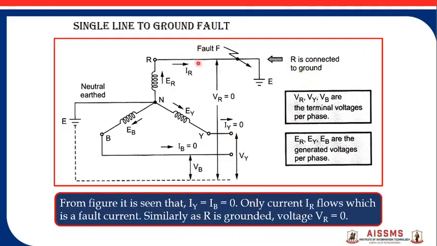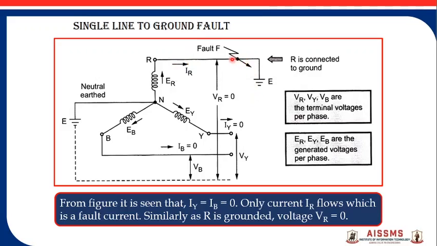If you see the figure, whenever a fault occurs, we are going to consider only the fault current and all other currents are going to become 0. So IY and IB, that is the current flowing through the Y phase and the current flowing through the B phase, are going to become 0. Only the fault current is going to flow through the circuit, and as the fault is between R phase and the ground, this fault current will be treated as IR. So IR will be the fault current.